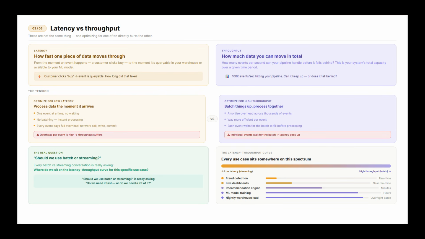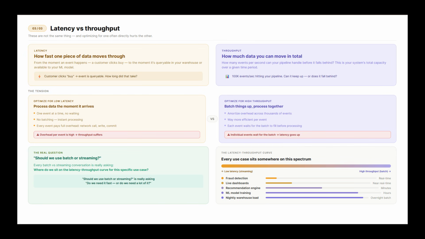Third, and this one trips people up: latency versus throughput. These are not the same thing, and optimizing for one often directly hurts the other. Latency is how fast one piece of data moves through your system, from the moment an event happens, a customer clicks buy, to the moment that event is queryable in your warehouse or available to your machine learning model. That's latency. Throughput is how much data you can move in total over a given time period. How many events per second can your pipeline handle before it falls behind?